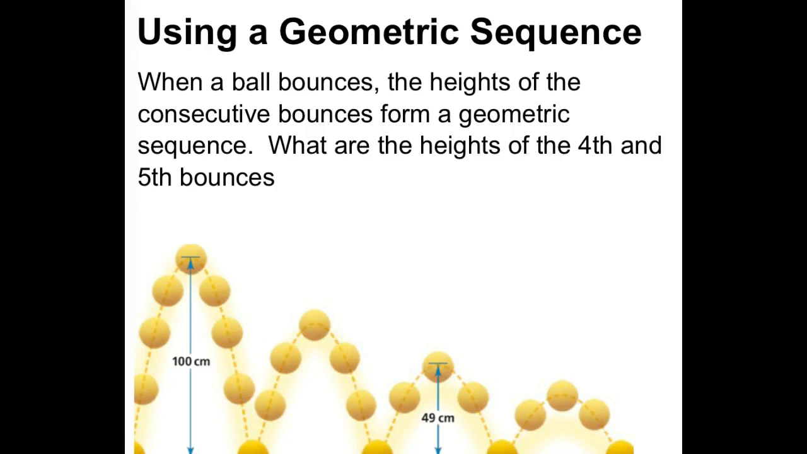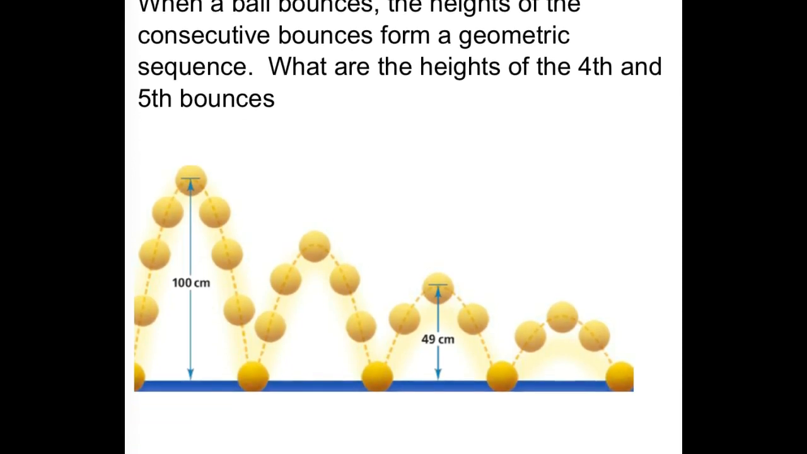It says, when a ball bounces, the heights of consecutive bounces form a geometric sequence. What are we told in our picture? Okay, so in sequence notation, we could say the first bounce, the first term is 100, and the third bounce is 49. So can we figure out the pattern? They are then asking us to figure out the heights for the fourth and fifth bounces. Can we figure that out once we know r?